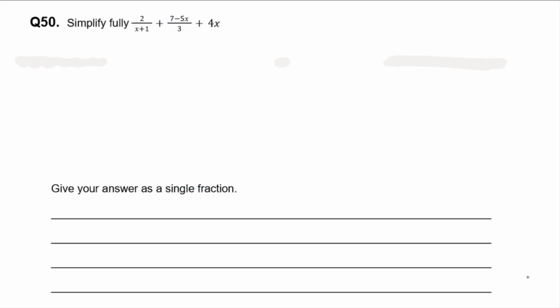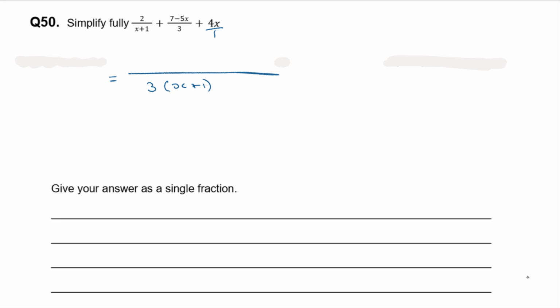Question 50, simplify fully 2 over x plus 1 plus 7 minus 5x over 3 plus 4x. Okay, so now it wants to give us the answer as a single fraction. So I think I'm going to rewrite that last fraction as 4x over 1, and I'm going to find a common denominator for all three. On my denominator I'm going to have the 3 and the x plus 1 and the 1, which doesn't really do anything. So it's just going to be 3 lots of x plus 1.